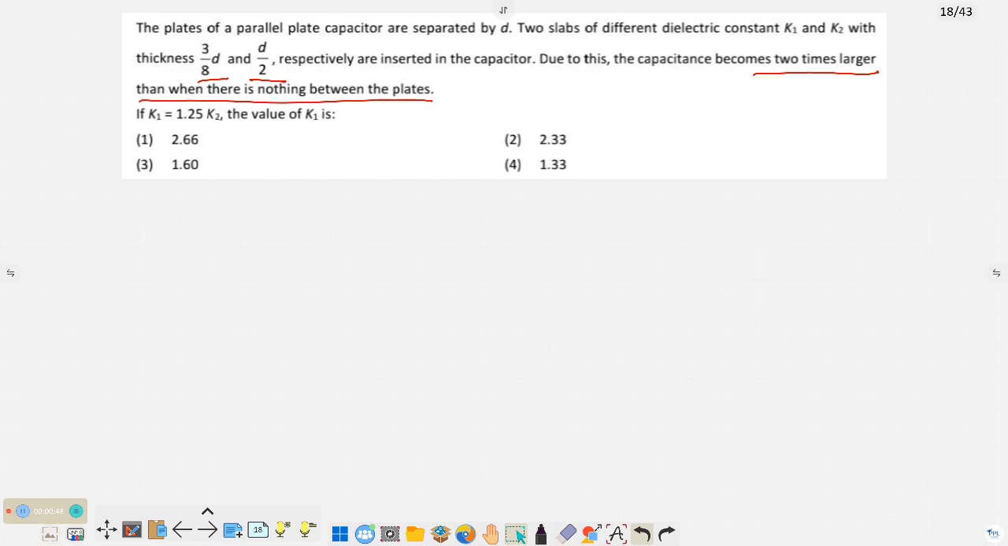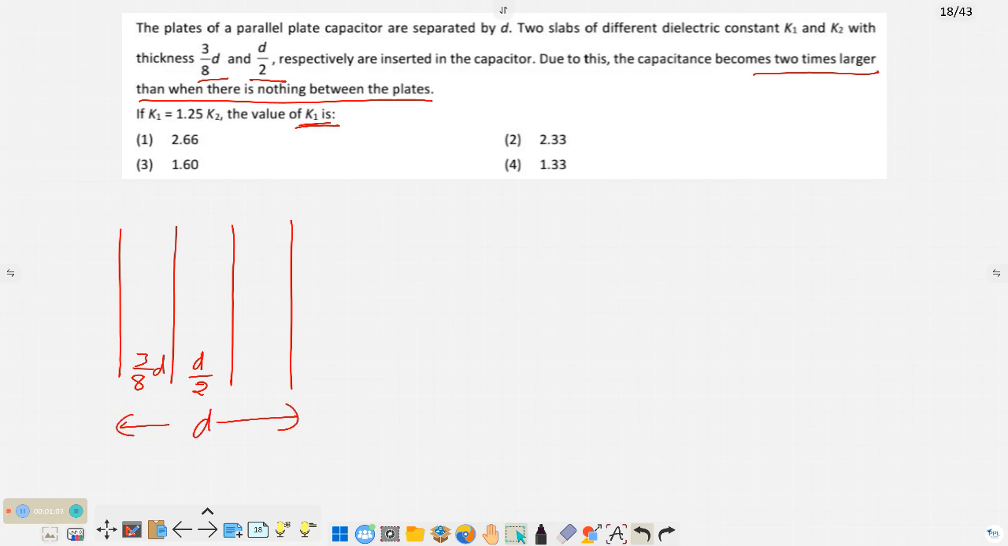So what is the K1 value they are asking to find in this case? First you take the parallel plate capacitor, and in this we inserted two mediums. The thicknesses of the mediums are given. One is 3D by 8, the second one is D by 2, and the total distance between the plates is equal to D. Why am I taking this? Because for the plates of the capacitor, the positive plate and the negative plate, the total distance is divided into 3 parts, but actually only 2 parts are given.